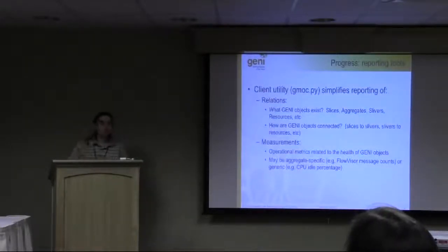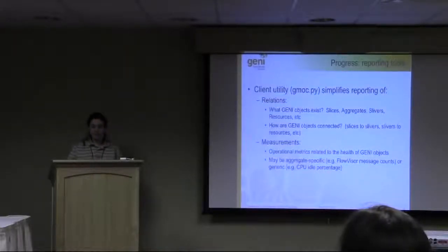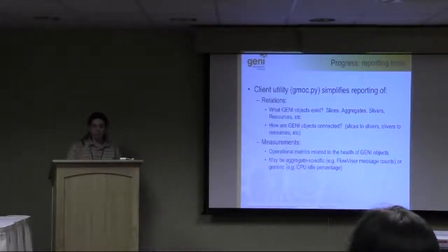So, reporting tools. gmoc.py is a utility that's been in the works for about 6 to 8 months or so, and it makes it easier to report relations between GENI objects and measurements about GENI objects. So relations, basically these are objects that exist in GENI, and again, these can be sort of specialized objects that don't necessarily exist in other kinds of networks, things like slices and slivers and aggregates, and also things like resources and interfaces, and things like that other kinds of networks also have. And then also you can use this utility to report measurements, which are operational metrics about those objects.